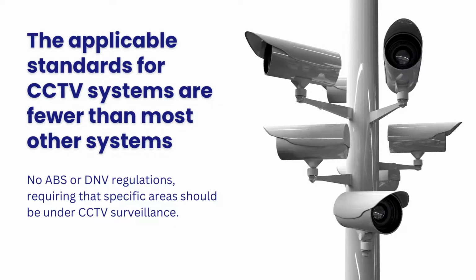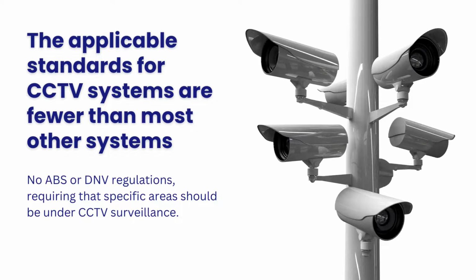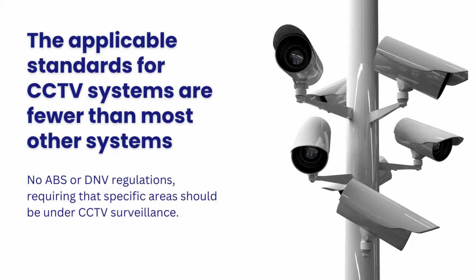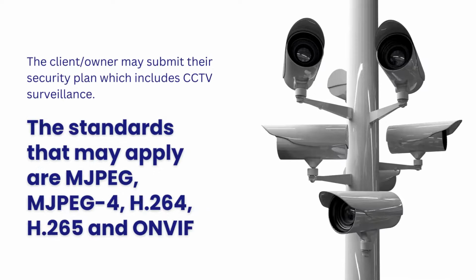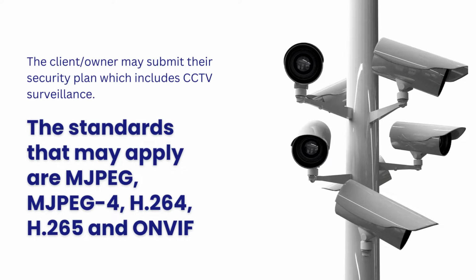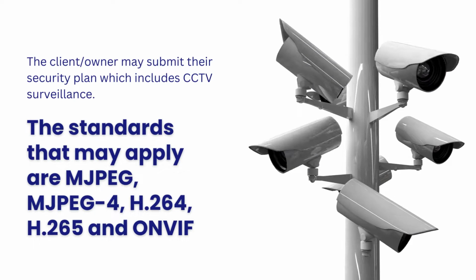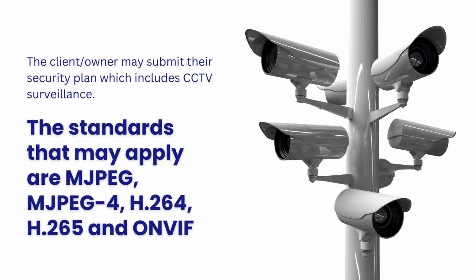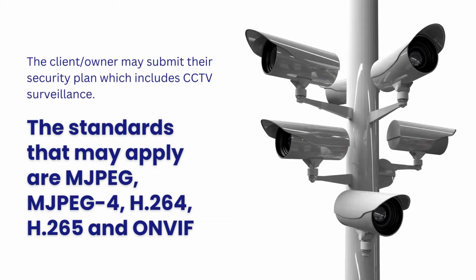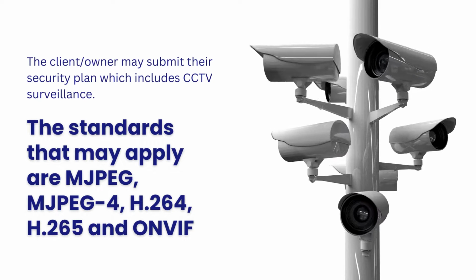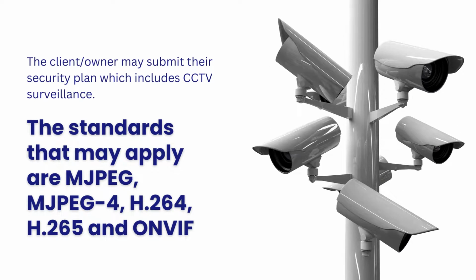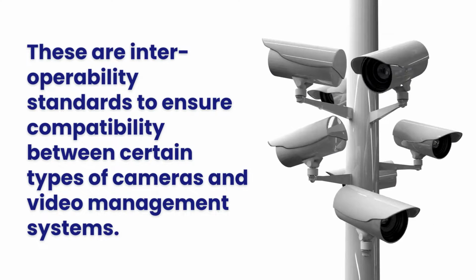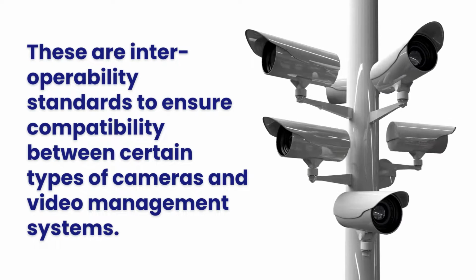The applicable standards for CCTV systems are fewer than most other systems. There are no ABS or DNV regulations requiring that specific areas should be under CCTV surveillance. However, in some instances the client or owner may submit their security plan which includes CCTV surveillance, but it would not be under any regulation. The standards that apply are industry standards like MJPEG, MPEG4, H264, H265 and ONVIF. These are interoperability standards to ensure compatibility between certain types of cameras and video management systems.